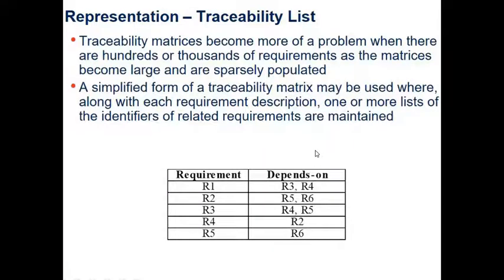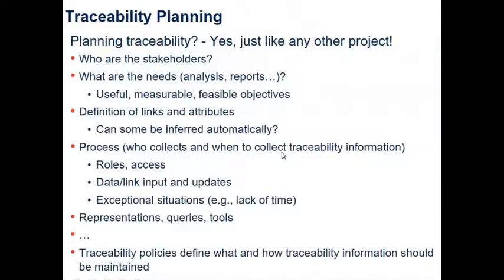So something like that. Now, to have a more compressed view of that, we can have a requirement traceability list. So requirement 1 depends on requirements 3 and 4. Requirement 2 depends on requirements 5 and 6, and so on. Right? So this is a more compressed view, takes up less space.